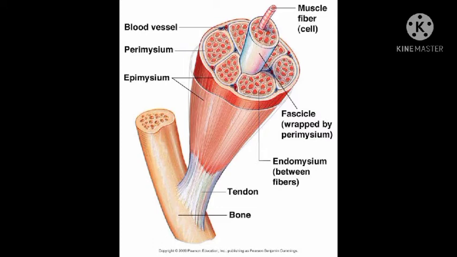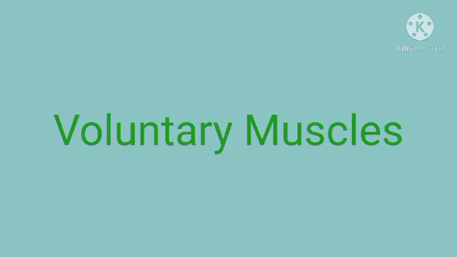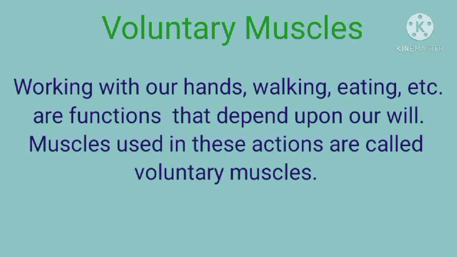Now let's see some types of muscles, like voluntary muscles and involuntary muscles. First of all, the voluntary muscles. Voluntary muscles are those muscles which work according to our will. It means we can control the movement of this type of muscle. We can speed it up or slow it down according to our will. So this type of muscle is called voluntary muscle.